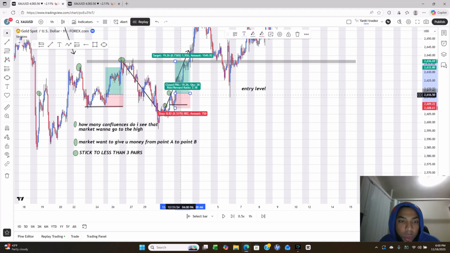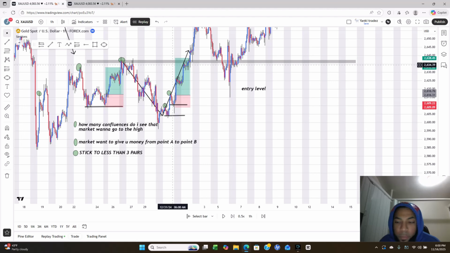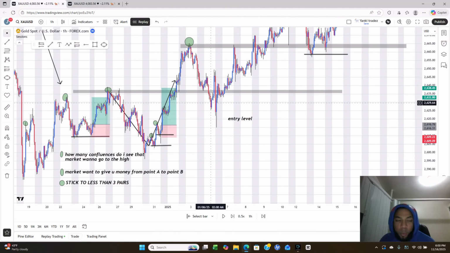1, 2, 2. Let's see if we enter here. Boom, it's safe. 1, 2, 3. Put $10 here and target the high. $30. Okay. Everybody's getting stopped out because they don't know what they're doing. But us, we're gonna make it. We already know what the market's doing. Boom. Okay, that's that.